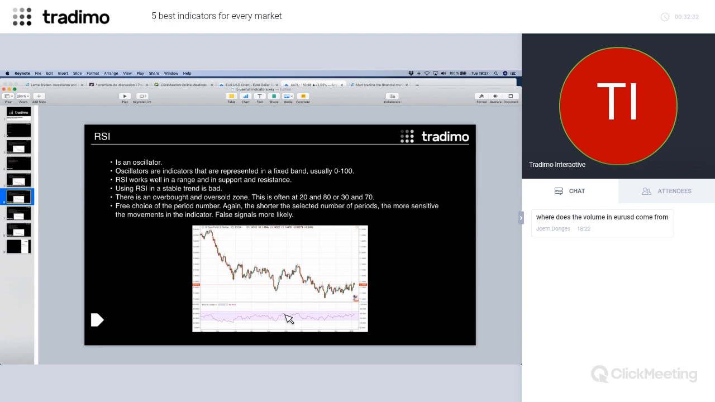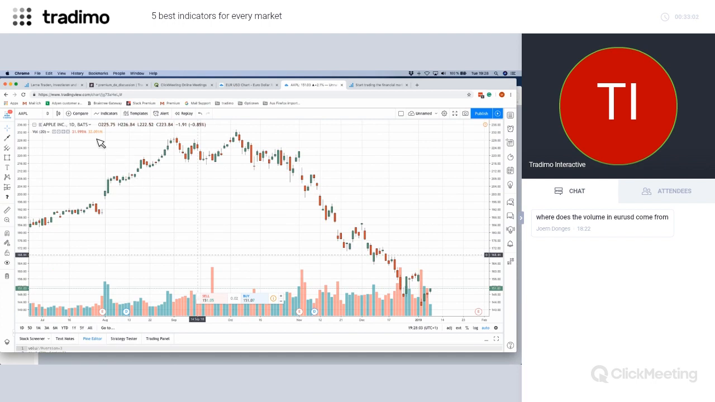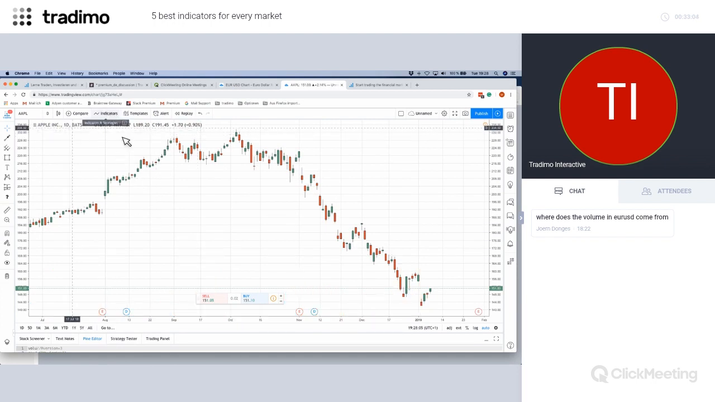Of course you have to choose a number of periods. For example, here is shown the 14, but you can go for 50 or 100. Again, the shorter the selected number of periods, the more sensitive the movements in the indicator, and false signals are more likely if you take smaller numbers. So I would suggest taking a bit bigger number, then you have fewer signals, but the signals are more valuable. So let's add here the RSI.